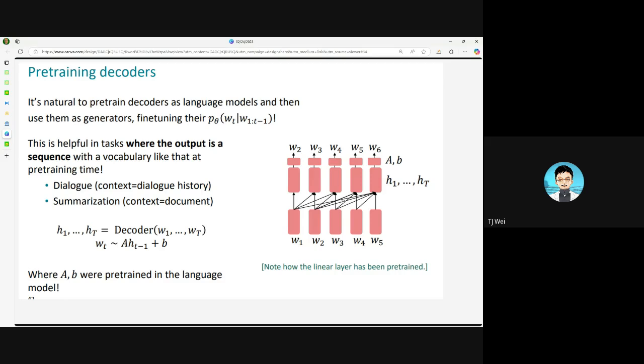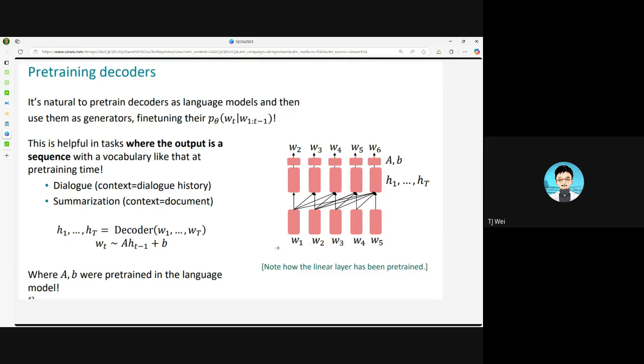So at least when training, even if you just have one sample in a batch, you are training a lot of different cases, like W1 as input, or W1 W2 as input, or W1 W2 W3 as input. You can see these lines.